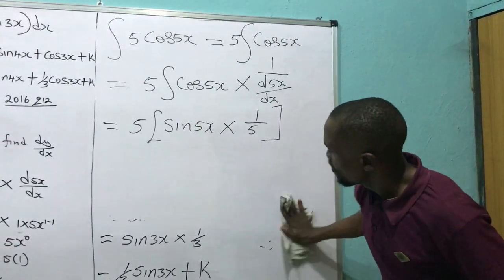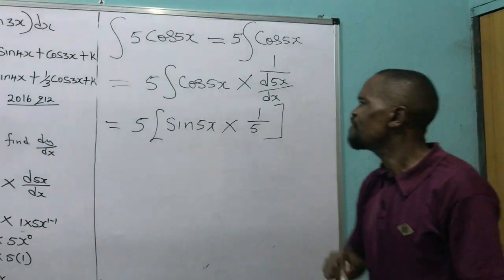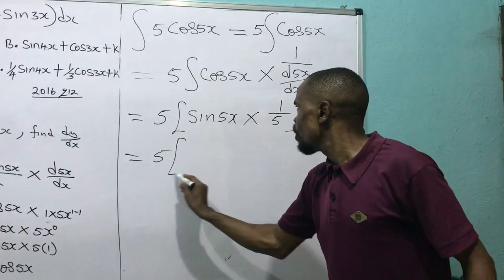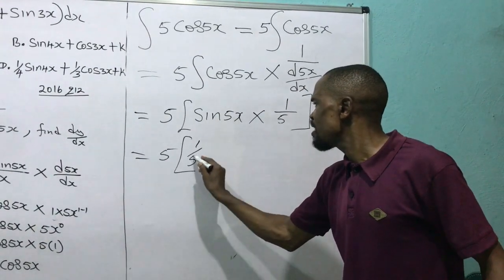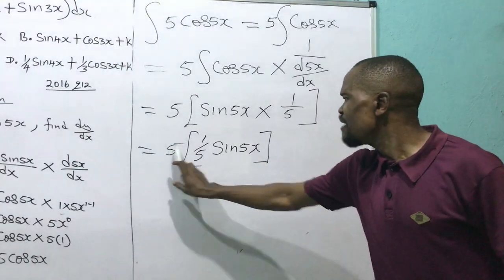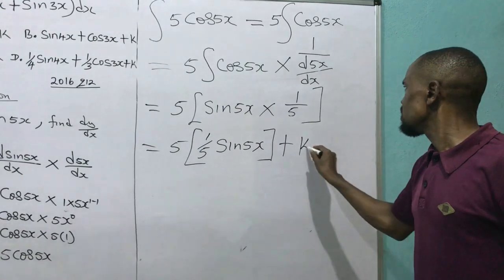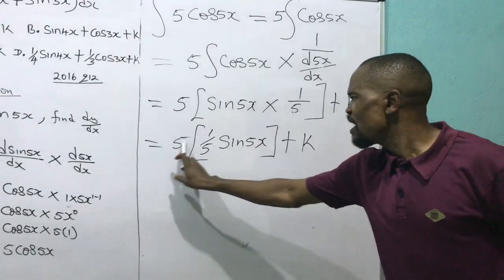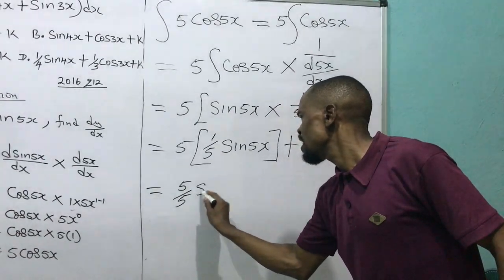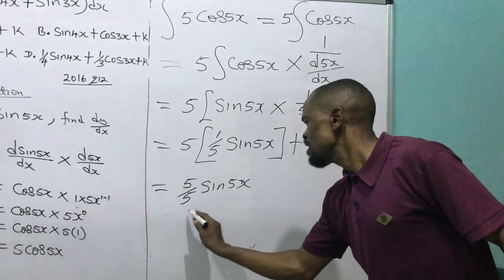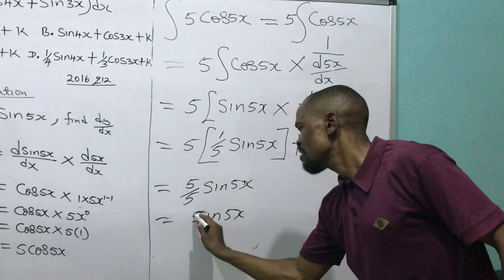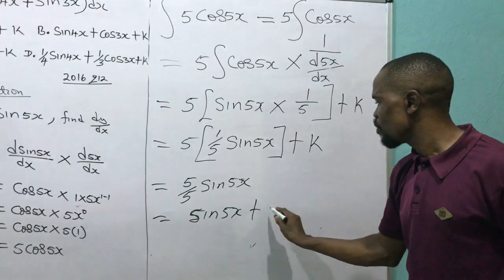Then now back to what we are doing. I will have this to be 5. Then this will give me 1 over 5 sine 5x, plus our constant. Remember the constant. Then 5 times this will give me 5 over 5 sine 5x, and that will give me sine 5x. That's what I have here, sine 5x, and plus my constant.